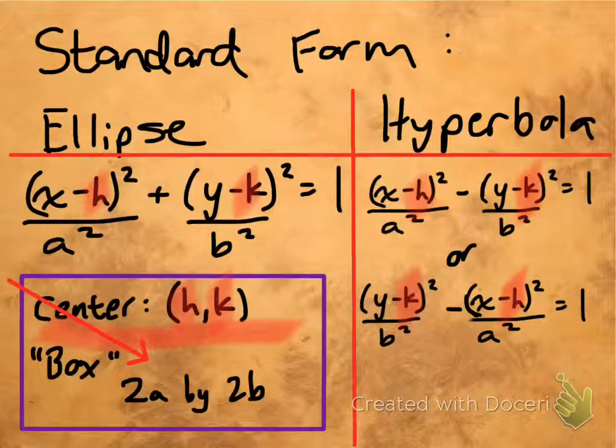But the box that's formed is always going to be 2A by 2B. So for example, if this were 9 and 25, then A is 3, B is 5, and the box would be 6 by 10, or 2A by 2B. Again, we'll look at that in specific examples to make it more clear as we go. So let's first look at an ellipse and see how this works.